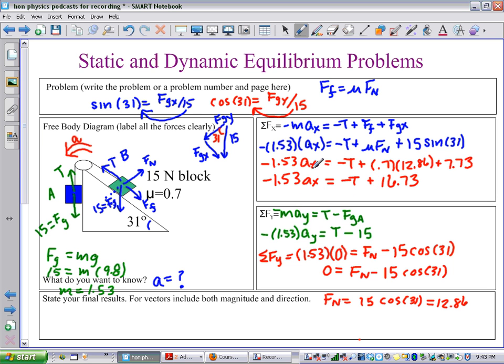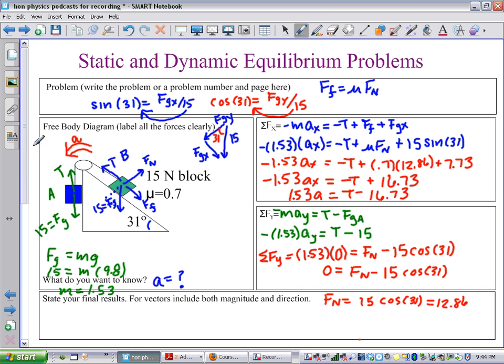Now I have two equations with an A and a T, and an A and a T, and remember the acceleration, as long as it's on the same string, and the tension, as long as it's on the same string, are equal. So I'm going to drop my x and my y for my subscripts. Now, to make the signs easier, I'm just going to multiply this whole equation through by negative. So I get 1.53a equals T minus 16.73. So I haven't changed the equation at all.